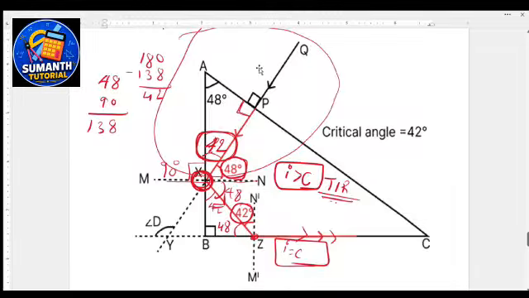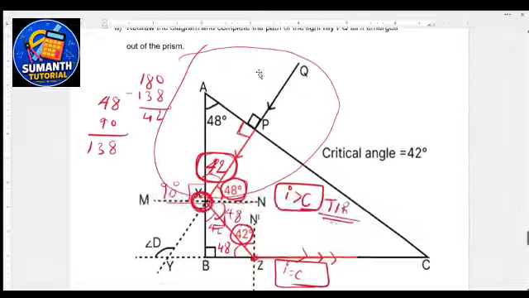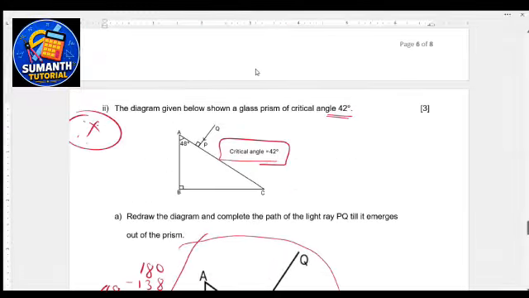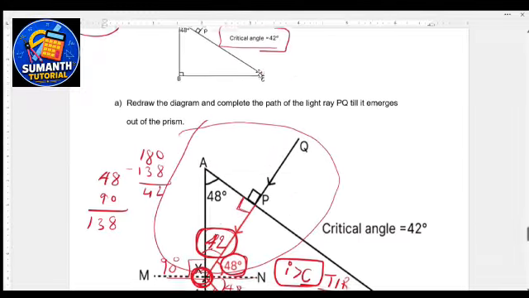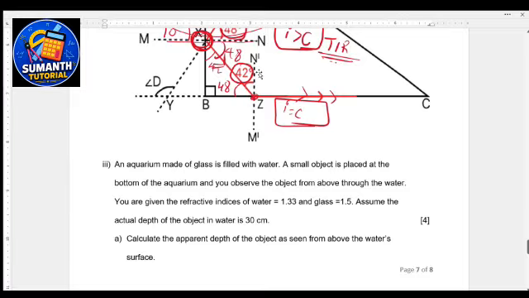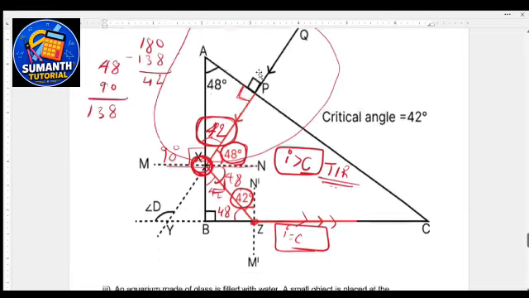Done? Okay, then go to the next question. So this is a 4 mark question, I think. Redraw the diagram. No, it is a 3 marks question. Yeah, the 4 mark question is here. So this is for the 3 marks question.